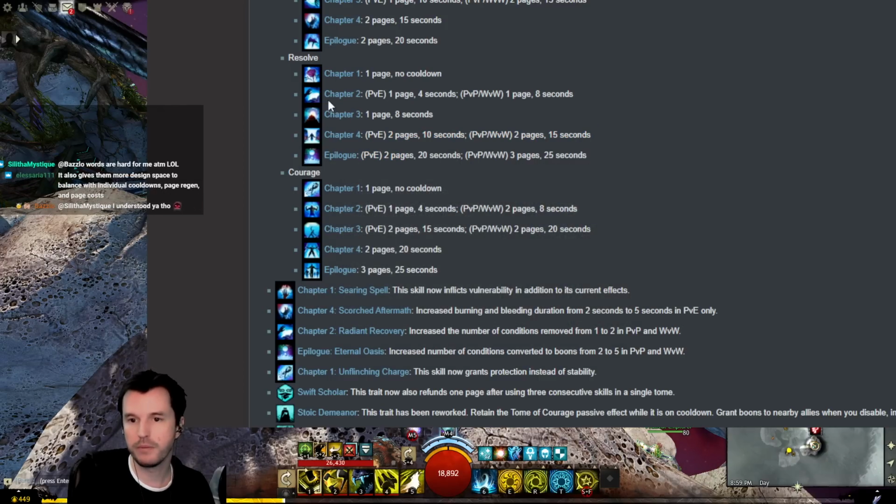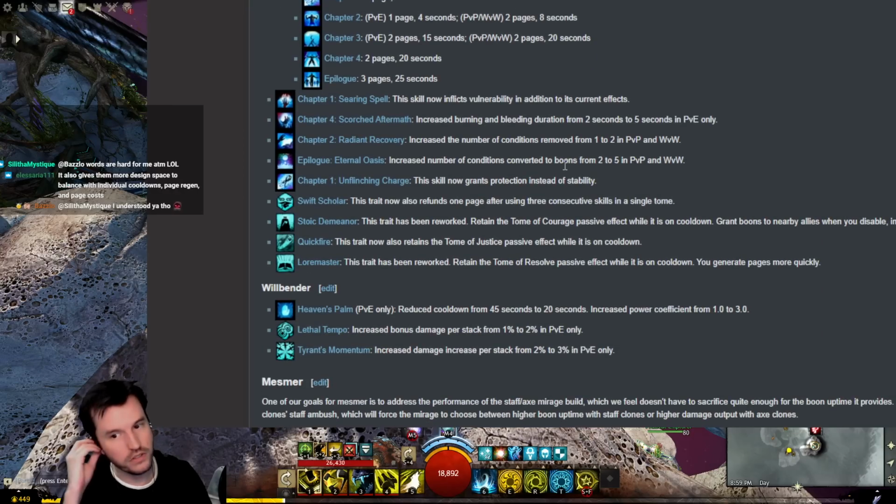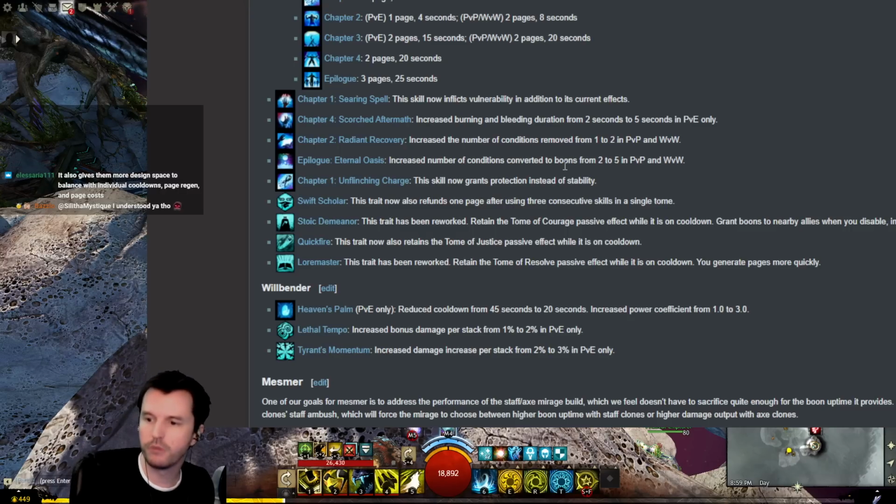For example, Resolve Epilogue is considered so powerful it costs 3 pages in PvP and World vs. World. Courage Epilogue costs 3 pages as well. Now, we talked about the 8 seconds thing. There are many traits. Do they have them in here? I'll keep reading and I'll say what I was about to say if it's not covered.